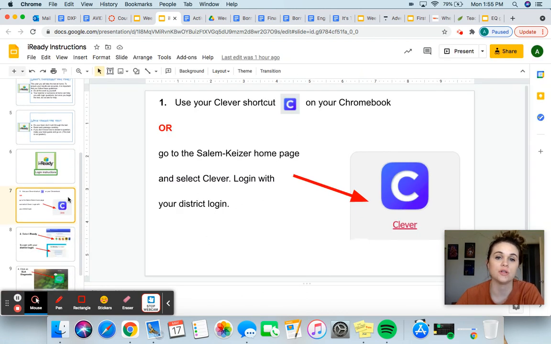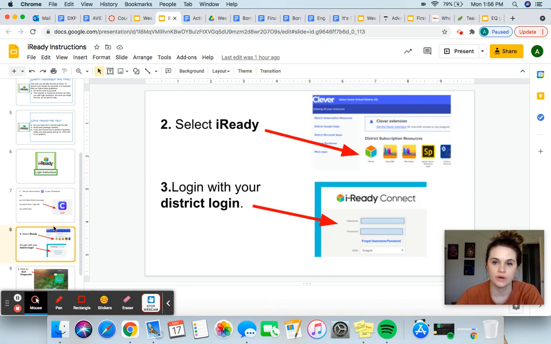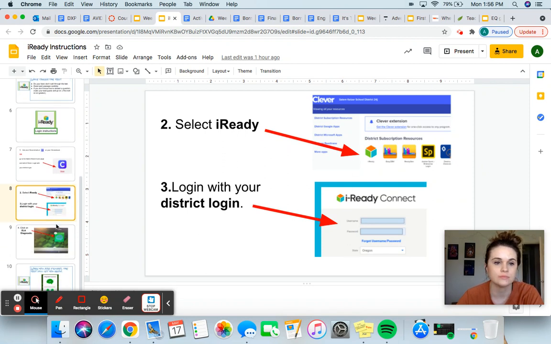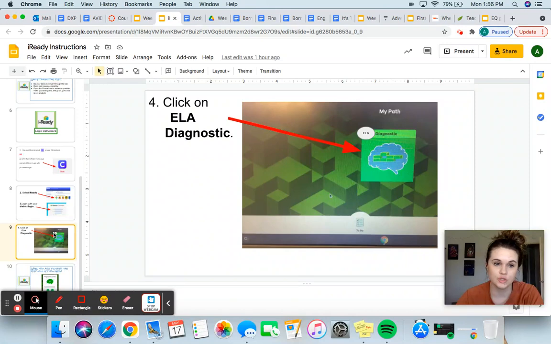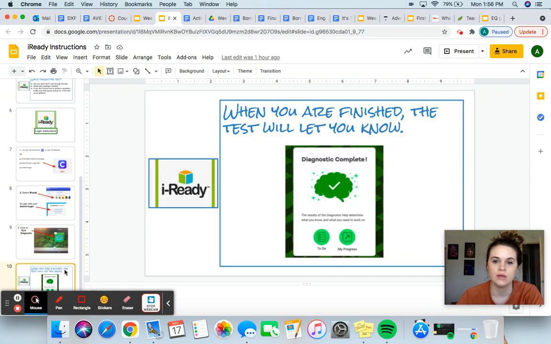So you're going to use the Clever shortcut on your Chromebook. And if you don't have a Chromebook, if you're using like your own personal computer, you can go to the Salem Keizer website and go to the Clever login. So it should look like that. And then you're going to click on the iReady icon, and then you're going to log in with your district information. And then you're going to click on this ELA diagnostic icon. And then when you're done with the test, you should see something like this.